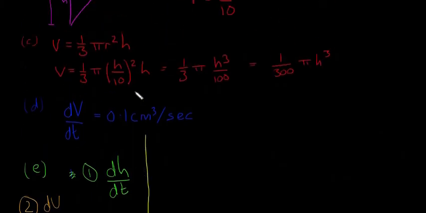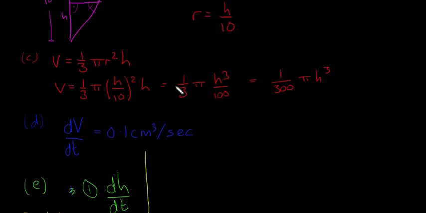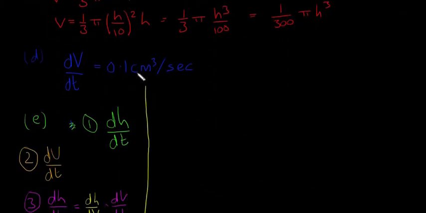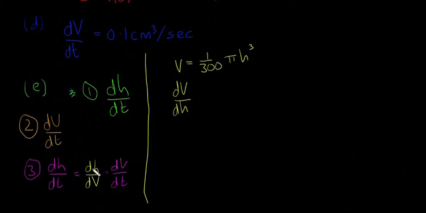The answer is, first we see here we have V is equal to 1 over 300 pi h cubed. I'm going to write that down: V is equal to 1 over 300 pi h cubed. That means we can get dV/dH. Now I know this isn't what we're looking for, but we can find dH/dV once we know this. dV/dH is going to be equal to 3 multiplied by 1 over 300 by pi h squared.